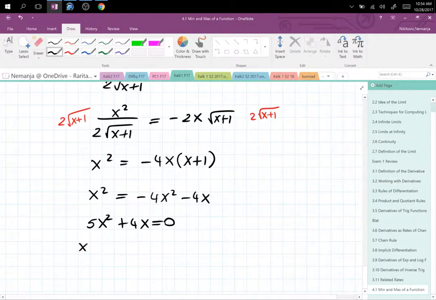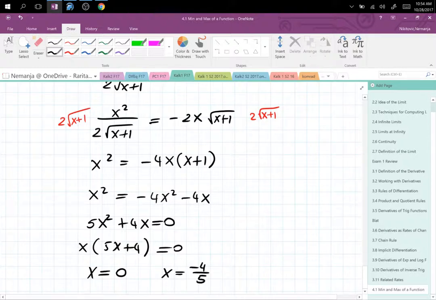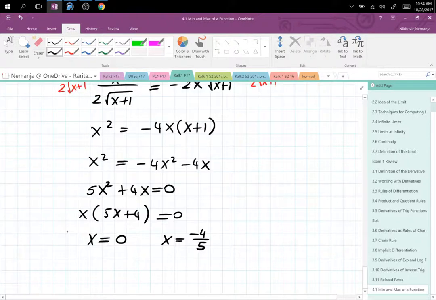Factor it. And finally we have x equals 0 and x equals negative 4/5. And that's it. You have two critical numbers. Plug those back into the original equation.